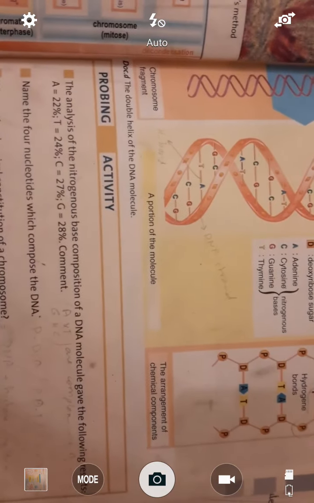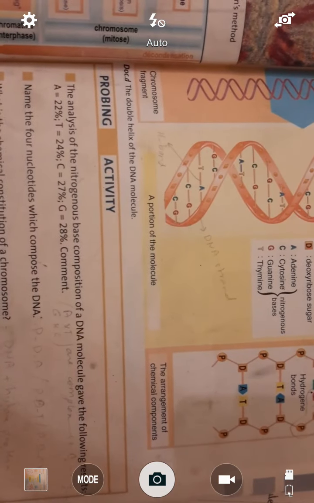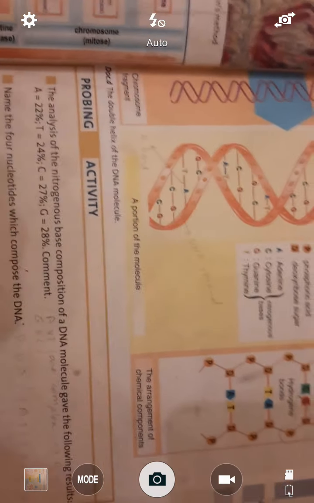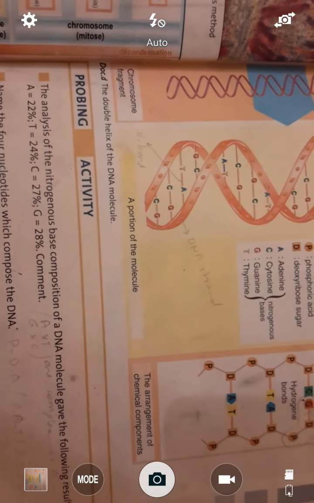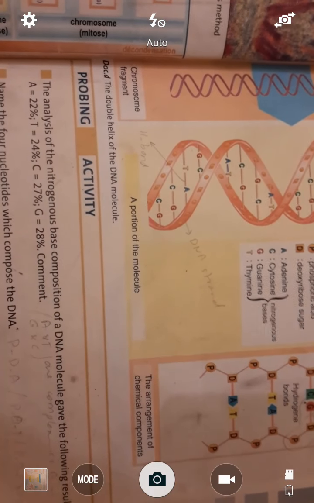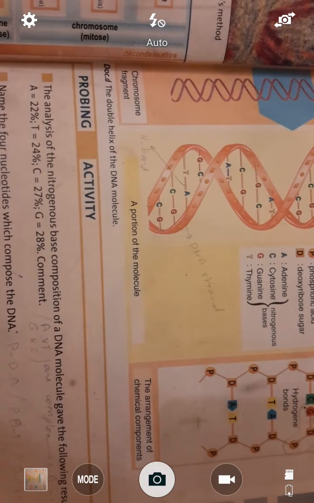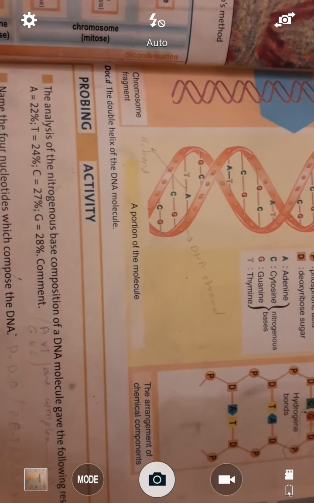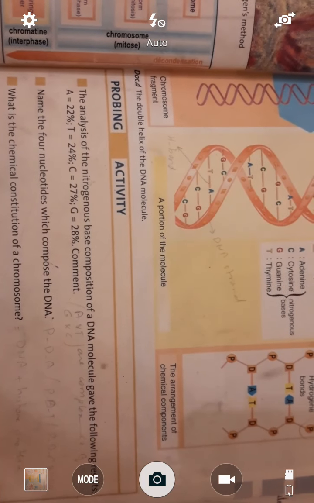Number one says: the analysis of nitrogenous base composition of a DNA gave the following results: A 22%, T 24%, C 27%, G 28%. Comment. What's your comment on this? I guess it's somehow visible that A and T, since they are complementary, their percentage is very close. And C and G, since they are complementary, their percentage is also very close to each other.